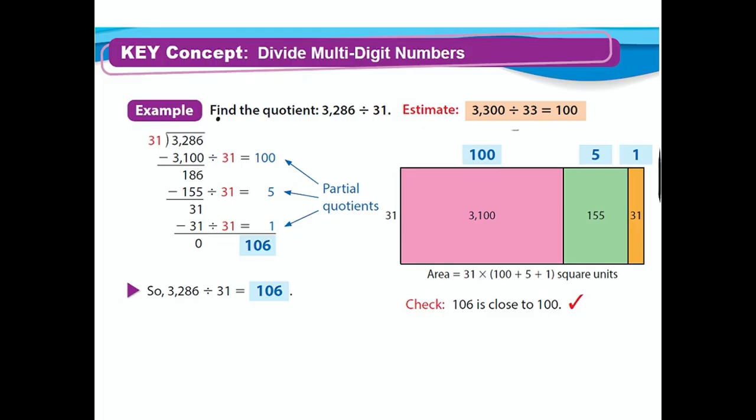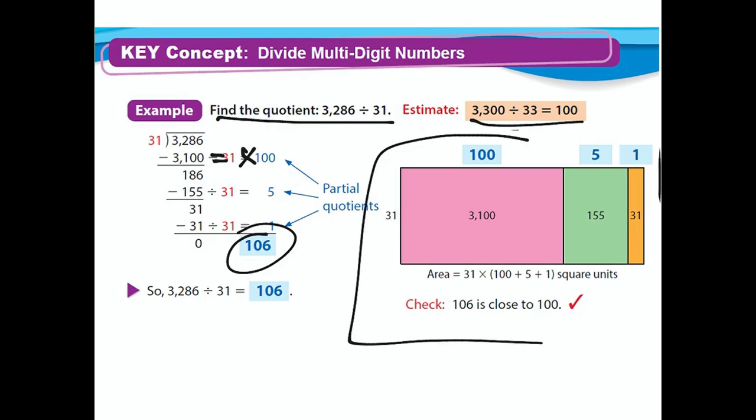In our example, we're finding the quotient 3,286 divided by 31, and they estimated it's going to be around 100. So they do 3,100 divided by 31 equals 100. What do we do? Yeah, we do 31 times 100 equals 3,100. So imagine 5 times 31 equals 155, and then 1 times 31, so they get 106. And then they do the area method as well. So 3,286 divided by 31 is 106.